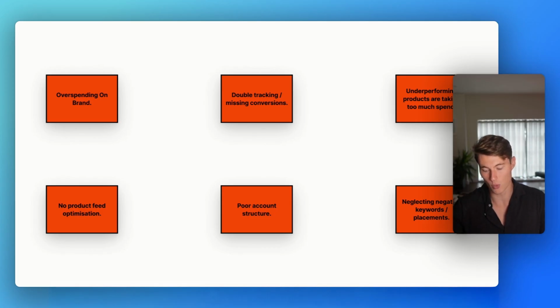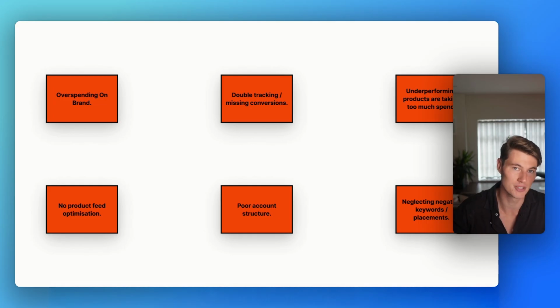The problem is when branded terms start to slip into cold campaigns, and this is what most people don't understand. In your Performance Max campaign, in your shopping campaign, in your non-branded search campaign, you think these are cold campaigns that are going after cold new customers, searching for generic things. In the case of Gymshark, people searching for gym clothes, gym shorts, whatever.